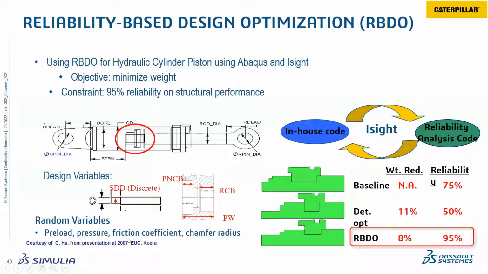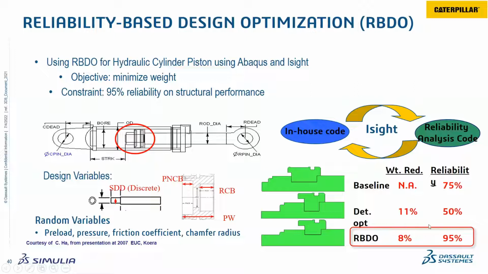The preload pressure, the friction coefficient. They may not be exactly the same when it's going into production, right? So we've added some level of variance, maybe 0.5% or 1%. And the initial optimal design that we got was only 50% reliable, as you see. So we were able to reduce around 11% of weight, but still the design is only 50% reliable.